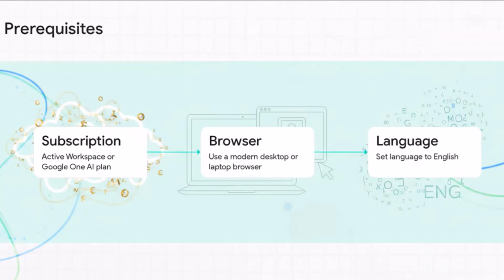Okay, so before we can start generating magic, we just need to make sure you have the right foundation. First things first, you'll need an active Google Workspace subscription or a Google One AI Premium plan. Individual accounts might have some access depending on the tier, but the full powerhouse capabilities, those are tied to the paid plans. Second, for the absolute best performance, you definitely want to be using a modern web browser on a desktop or laptop. And finally, while Gemini does support a bunch of multiple languages, its most advanced reasoning currently performs optimally when you set your language to English.